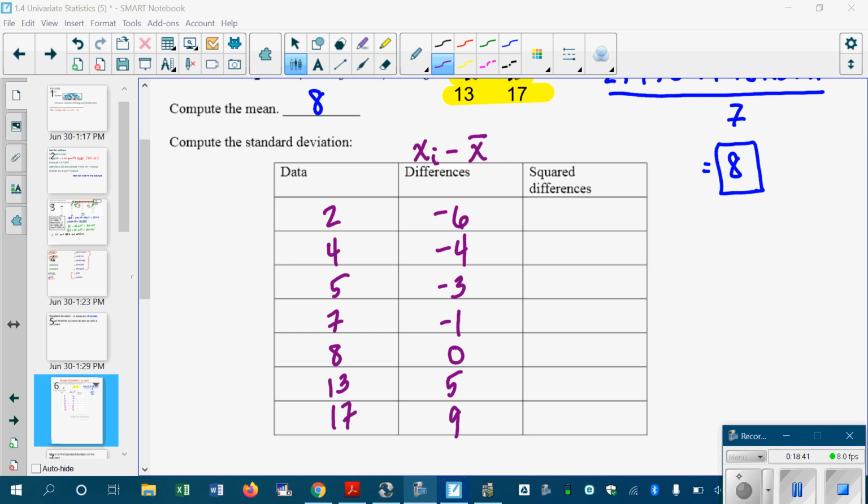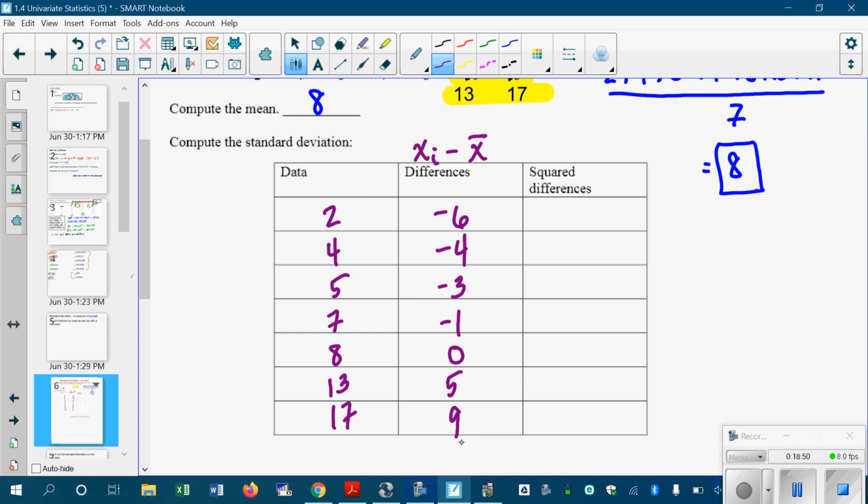Okay, so that's what your middle column should look like. A nice way to check your arithmetic here would be to add these up, because this column should always total 0. Okay, so that's a way to just check that your arithmetic didn't mess up somewhere.